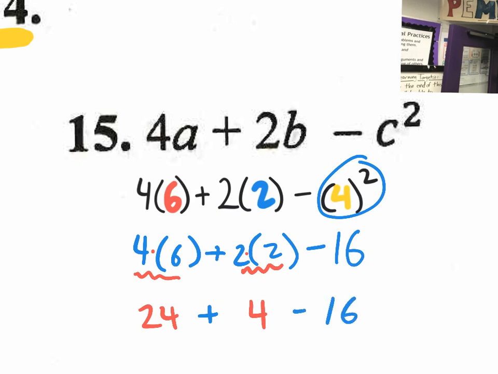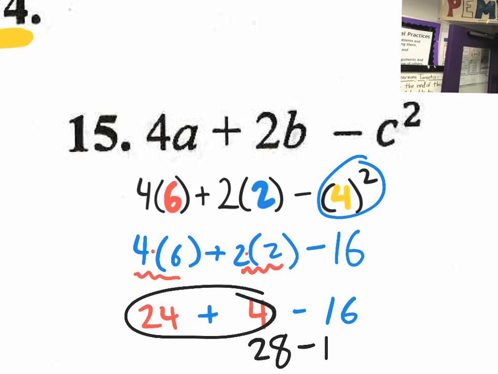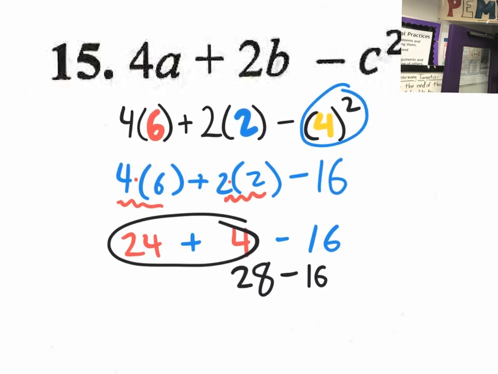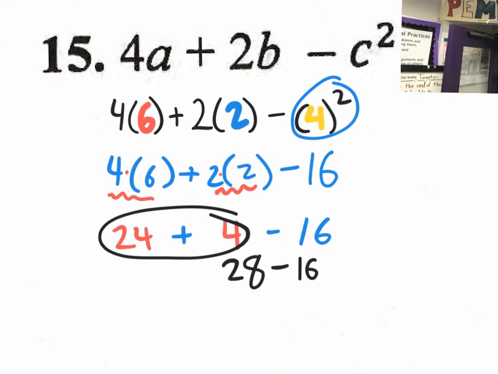So we have addition and subtraction. We're going to go from left to right. 24 plus 4, that is 28. And then bring down the minus 16. So 28 minus 16 is 12.